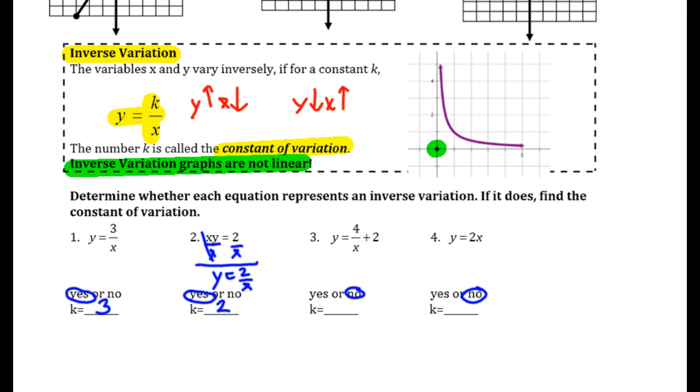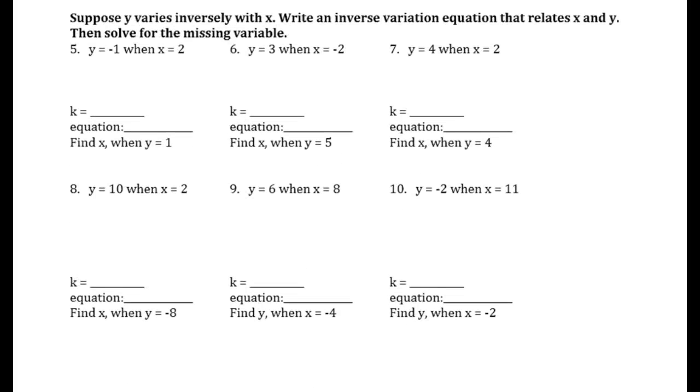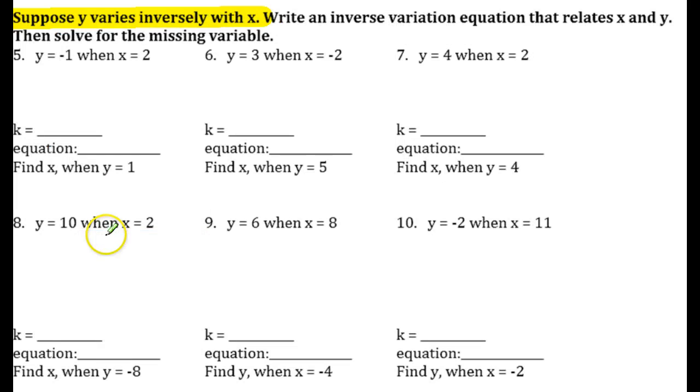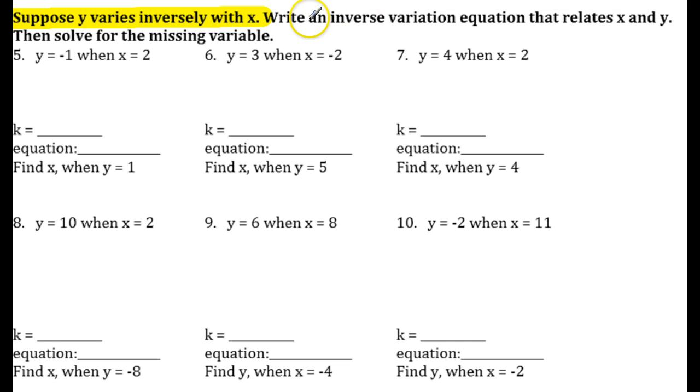Okay? Alright, so let's go to the next page here. Alright, so let's do a little bit of practice. Okay? So here the directions say, suppose y varies inversely with x. Okay? That means, because they're telling you it's inverse, that means you're going to use the k divided by x formula. Okay? And then once you do that, it then tells you to write an inverse equation that relates the x and y. And that's going to be with the k. The k is how they're related. And then we're going to solve.